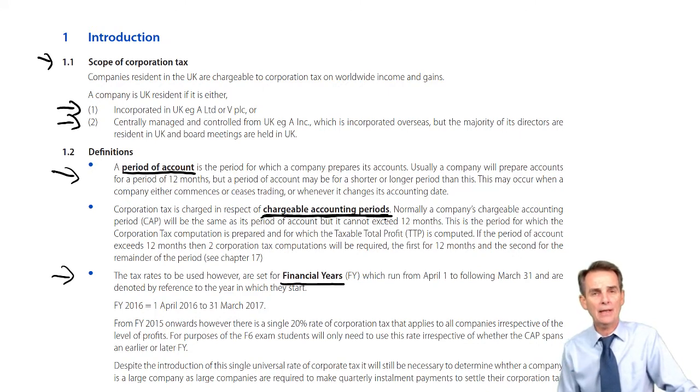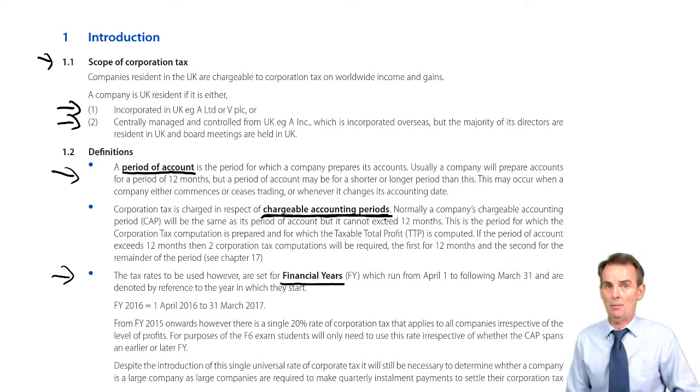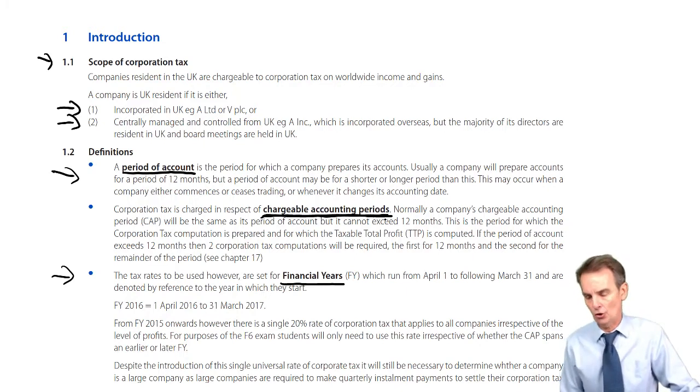So the company's period of account is the period for which it prepares its accounts. The chargeable accounting period is usually the same as the period of account, but it cannot exceed 12 months. If the period of account is short or is anything up to 12 months, the period of account becomes the chargeable accounting period. If it is a long period of account, 2 corporate tax computations are to be prepared. The first is of 12 months, the second is the short one for the balance of months.